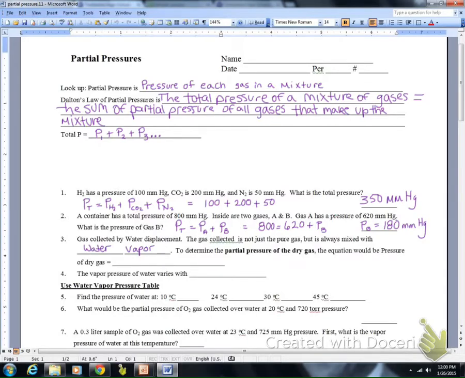And the reason why it's always mixed with water vapor is that when you pass a gas through water, it actually excites some of those water molecules, and they are able to enter the vapor phase. So to determine the partial pressure of what we call the dry gas, we need to make sure that we substitute out or subtract out the pressure of the water vapor. So the pressure of the dry gas is equal to the pressure total minus the pressure of the water vapor.